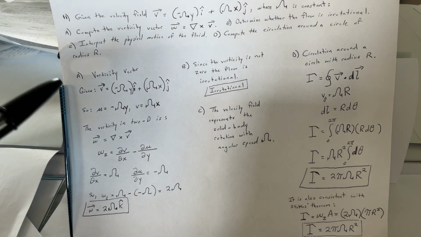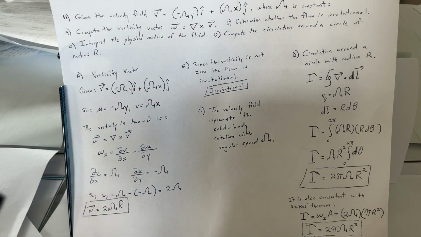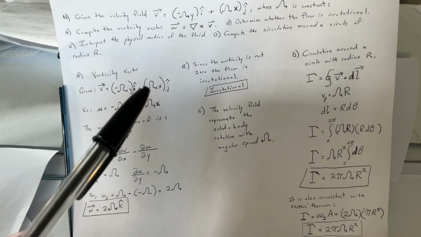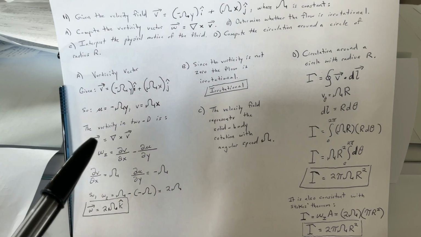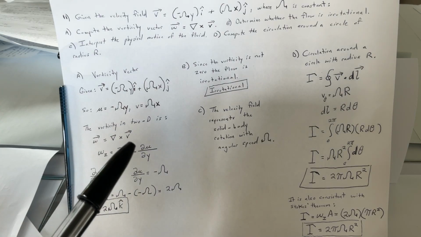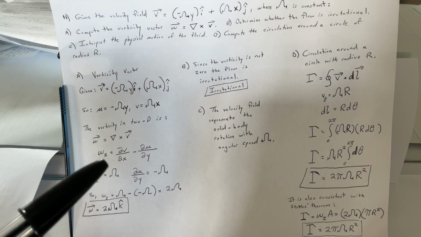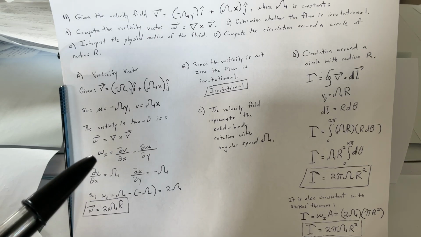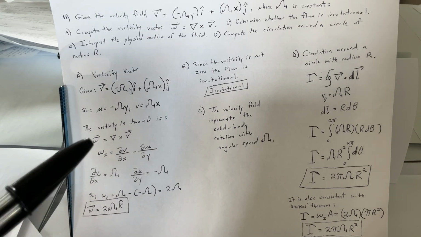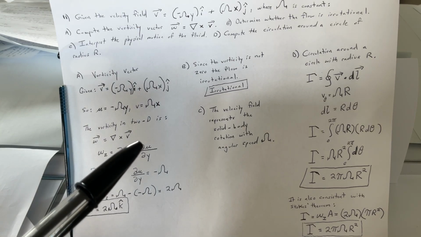So here's what we do. For part A, to get the vorticity vector, we write down what is given, and we label our u component and our v component, respectively. So the vorticity in 2D is W equals del operator cross V. Just to let you know, I skipped some steps here in between. So W sub Z equals the partial derivative dV dx minus the partial derivative du dy.